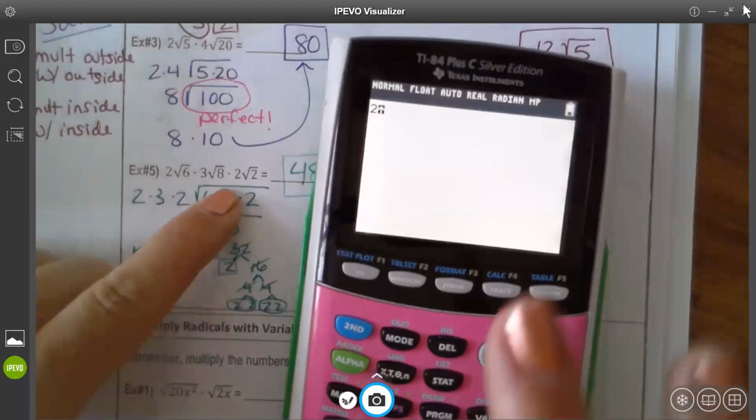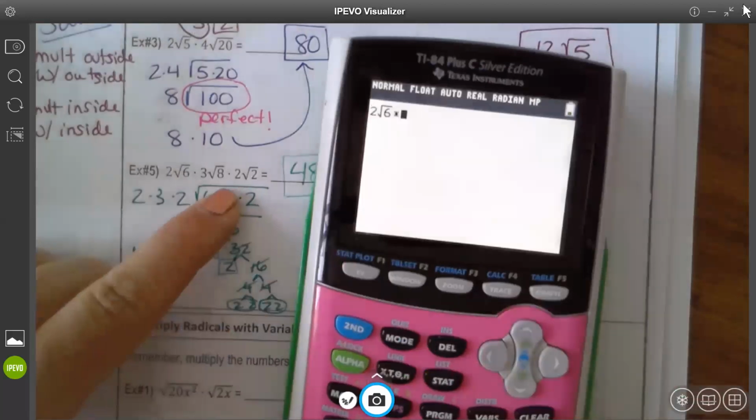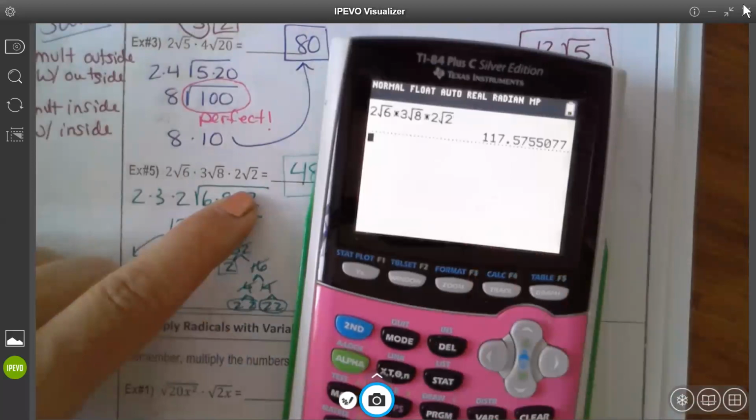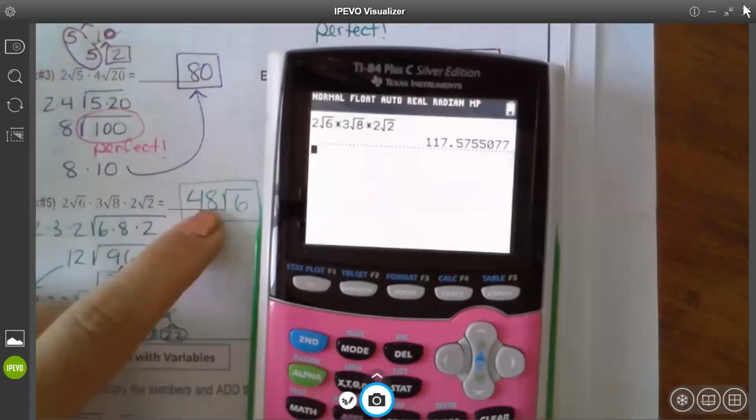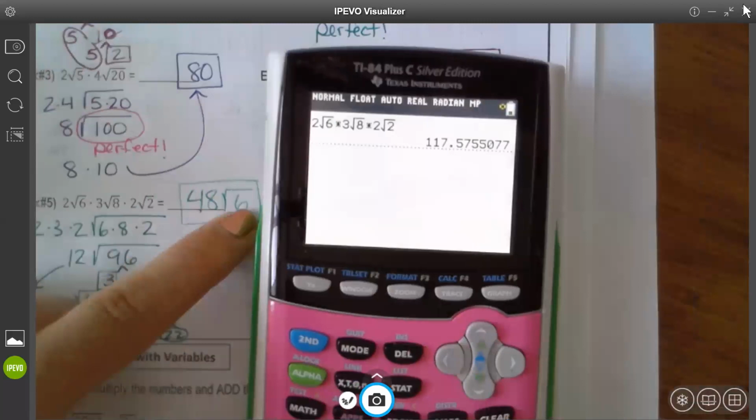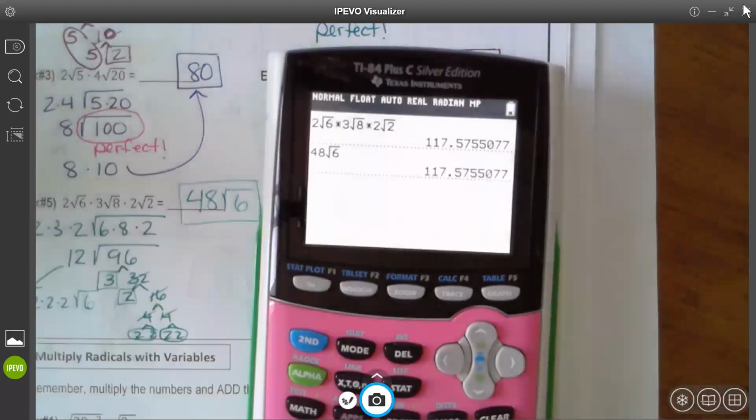If you're like, man, I don't trust myself on that, I had to multiply 3 things, well, just throw it into your calculator or put it in on Desmos. 2 square root 6 times 3 square root 8 times 2 square root 2. There's my decimal, and then what did I get? 48 square root 6, and that is a perfectly lovely matching decimal.